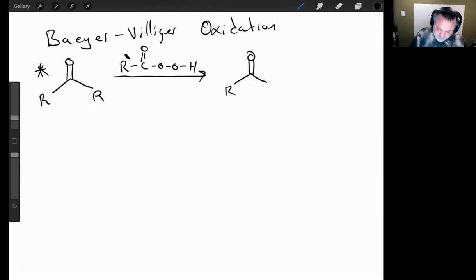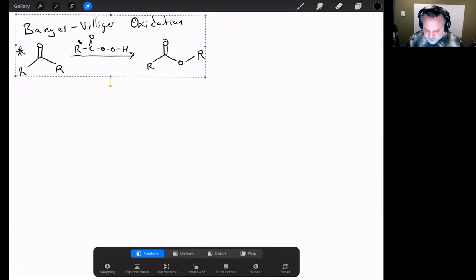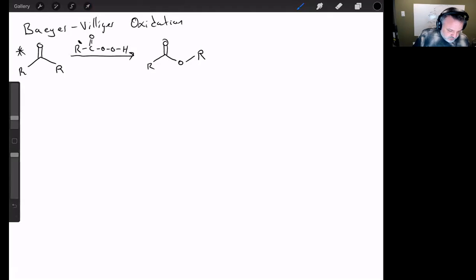I get a carbonyl group that remains in place, but I get an R group that sort of gets an oxygen. I get the R group, an oxygen inserted between the carbonyl carbon and the other R group. And so it turns out to be an ester is the final product of this reaction. There's an interesting mechanism involved with this reaction. And so let's take a look.